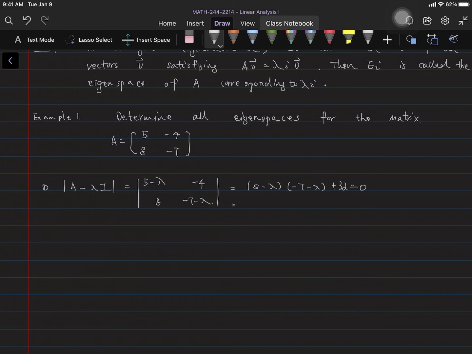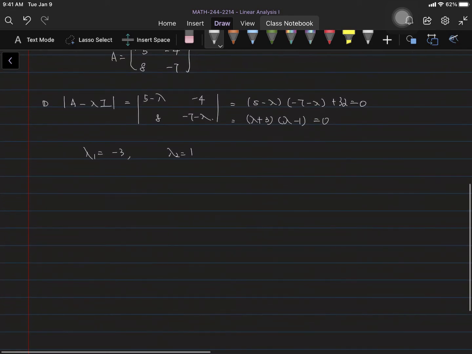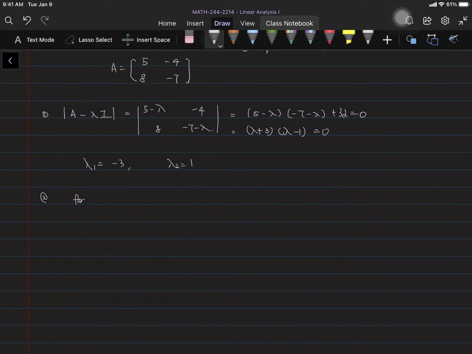After simplifying, we skip the detailed calculation here. We just expand and then factor this out. So we get two eigenvalues, which are negative 3 and 1. Now let's find the eigenvectors corresponding to each eigenvalue. For lambda equals negative 3, we plug into A minus lambda I. So it's going to be 8, negative 4, 8, negative 4. We did this in the last class, the same example, so we are going to do this a little bit quicker. This becomes 1, negative 1/2, and the second row will be all zeros.